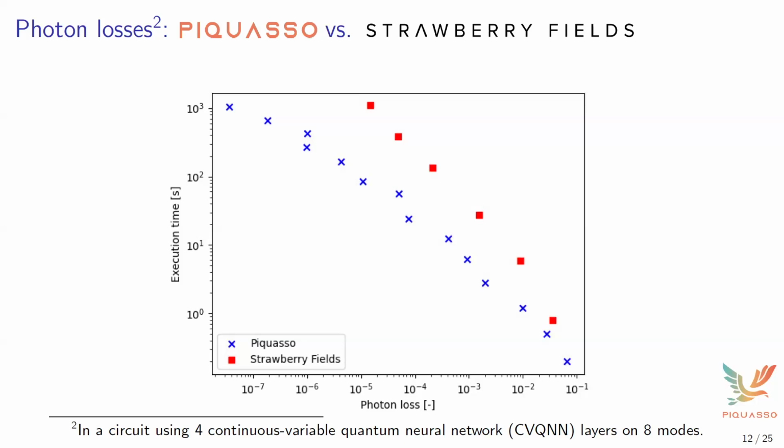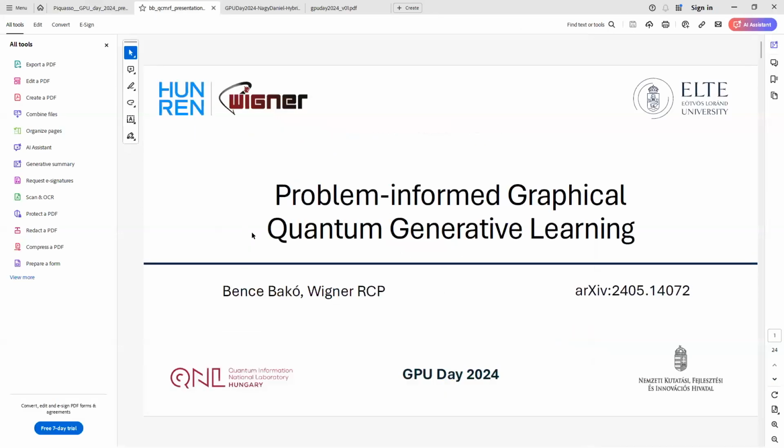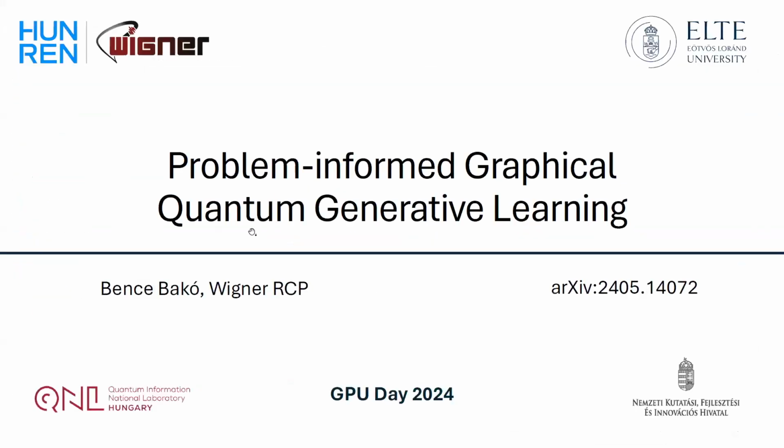Let me call Bakó Bence, speaker from the same group, and Bence will speak about problem-informed graphical quantum generative learning.